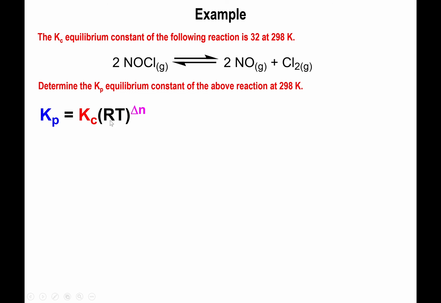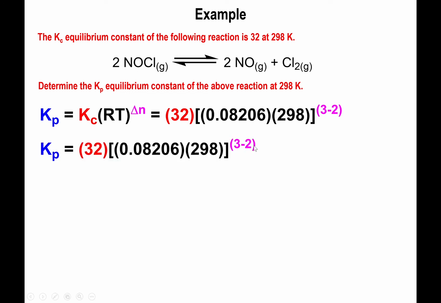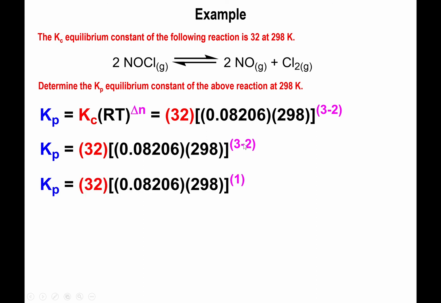Now R, because you're dealing with pressure, you have to make sure to use specifically the value of 0.08206 atmosphere liters per mole Kelvin for this to work out. If you input 8.3145, you're going to mess up the entire problem altogether. But look at the value of delta n. That's the sum of the coefficients of the products, which is 2 plus 1, which is 3, minus the sum of the coefficients for the reactants, which in this case is just 2. So you have 3 minus 2, which tells you that you have 32 times 0.08206 times 298 raised to the power of 1. And if you carry out the multiplication inside the brackets, you're going to get a value.